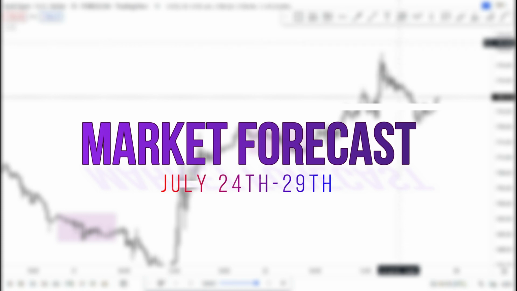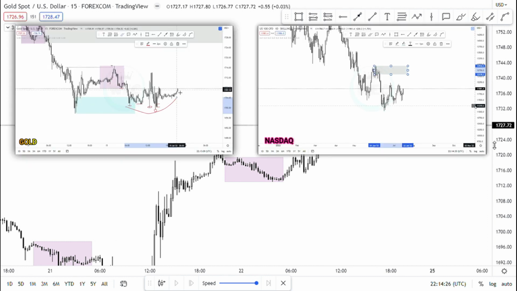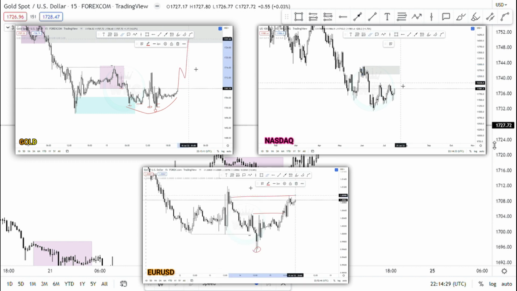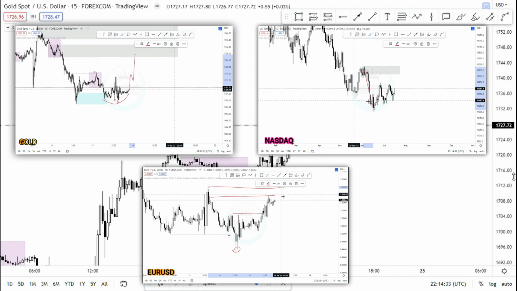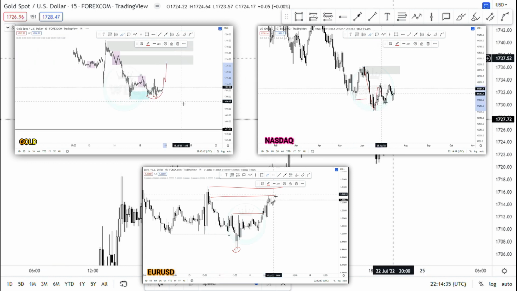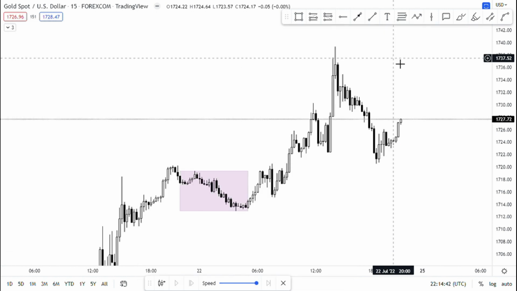And just like we did last week, today we're also going to break down three instruments. Last week we talked about gold, NASDAQ, and Euro USD, and all of them played out just like I predicted or forecasted, right? And so this week I'm going to do the same. I'm going to forecast what I think will be my direction for the upcoming trading week, right?